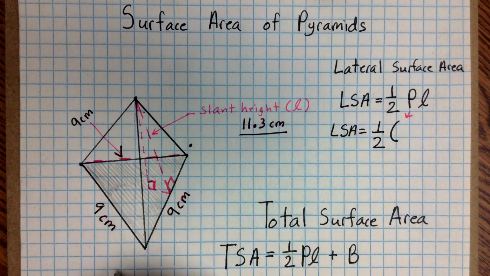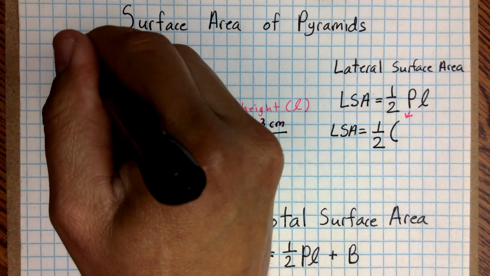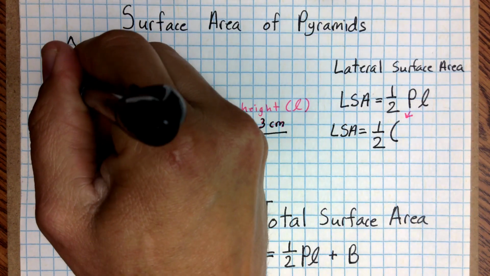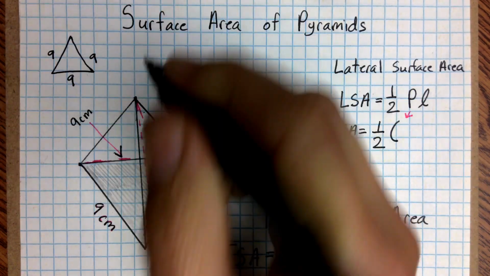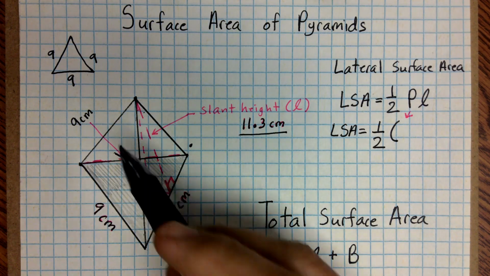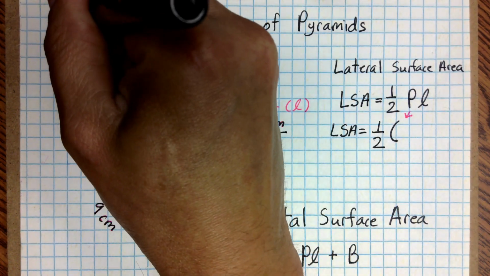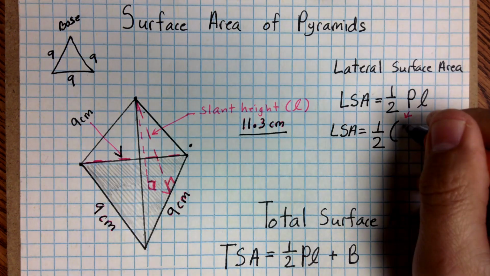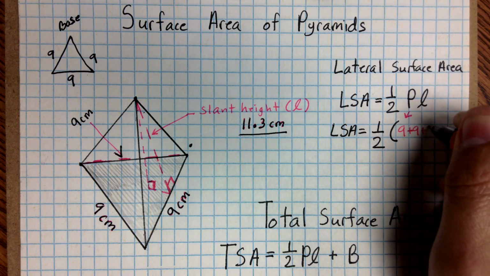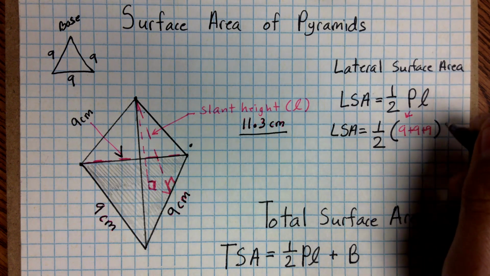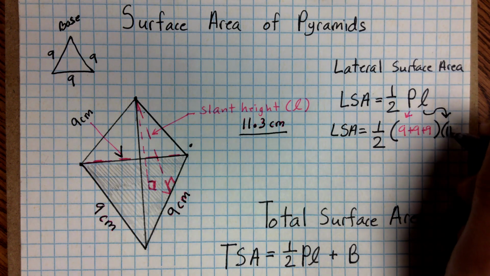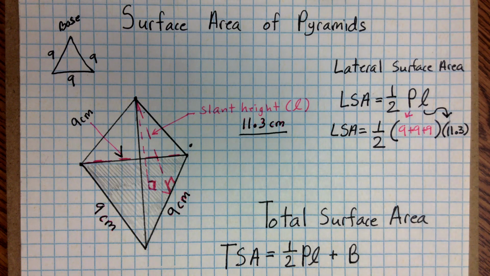3 sides to it, and I'm going to draw a triangle over here real quick. Imagine I'm going to draw it right side up. If this is my base, it's 9, 9, and 9, and we're going to use that image again in just a minute. So that's our base. So I'm going to add those values. We have 3 9s, so it would be 9 plus 9 plus 9. And then our slant height is 11.3 centimeters. We're going to put this in the calculator and see what we get.